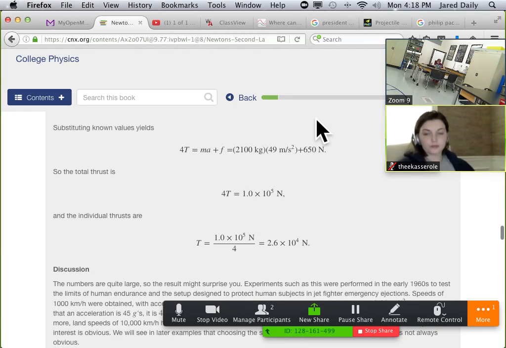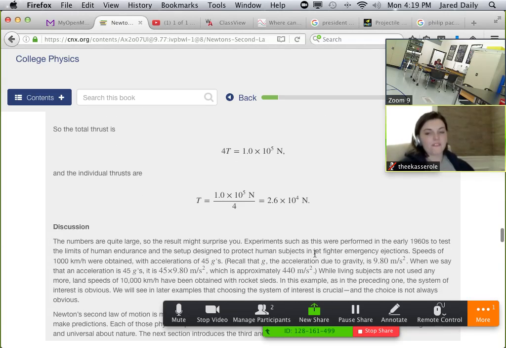So when we plug in those numbers and do all the arithmetic, we get 1 times 10 to the 5th newtons, which is reasonable. 1 times 10 to the 5th newtons is a very reasonable thrust for a small jet engine or small rocket engine. Each individual thrust, when you divide that by 4, you get 2.6 times 10 to the 4 newtons, which is also reasonable. They are large numbers, but they're reasonable numbers for newtons, because remember that newtons are 5 times bigger than pounds.